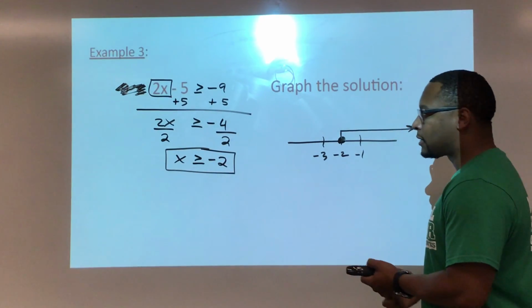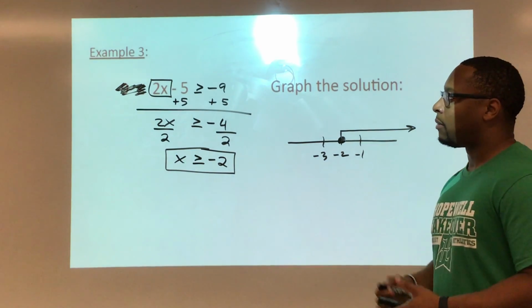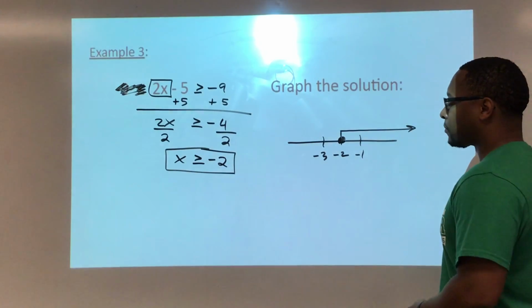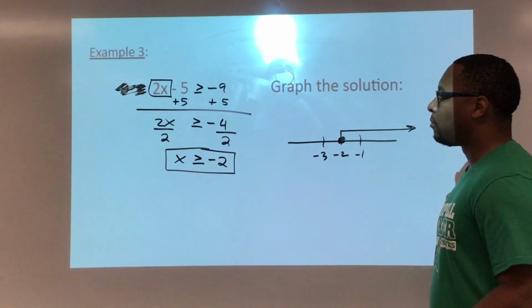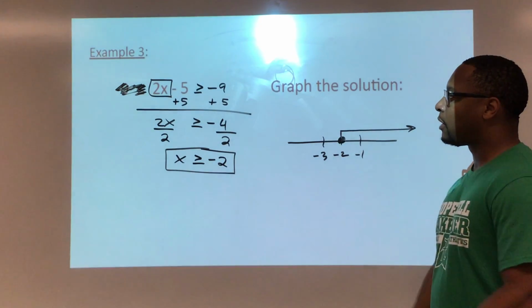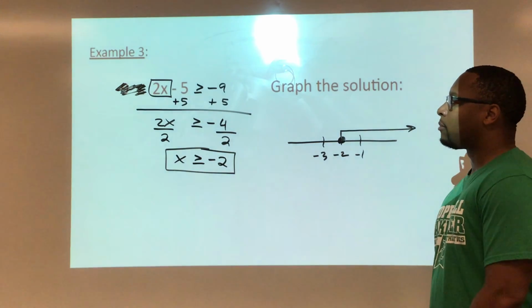So, this is how you solve basic inequalities. So, this is what I want you to review and be able to do. And at this time, we're going to get some more practice on this.